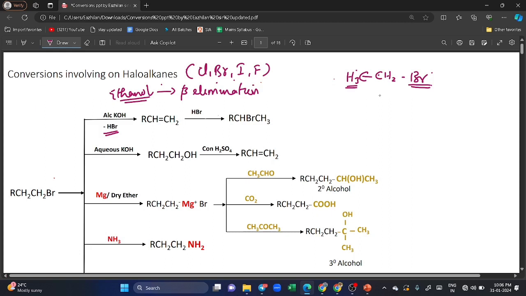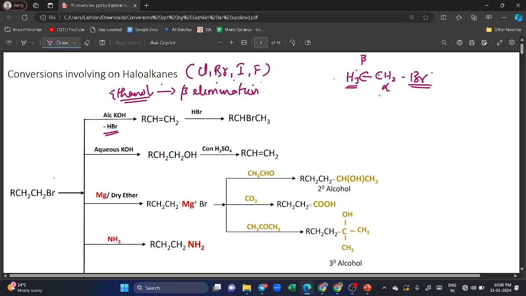The reason why this is called beta elimination is that this carbon is bearing the functional group bromine, so this is called the alpha carbon. Next to this carbon is your beta carbon. Since a beta hydrogen is getting eliminated here, it is known as beta elimination. So if you want to convert a haloalkane to an alkene, you can use alcoholic KOH.